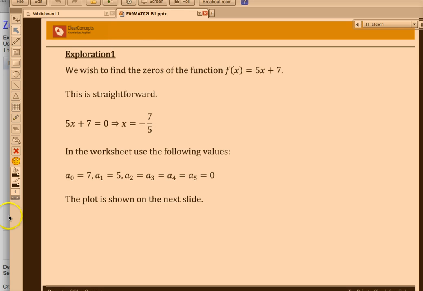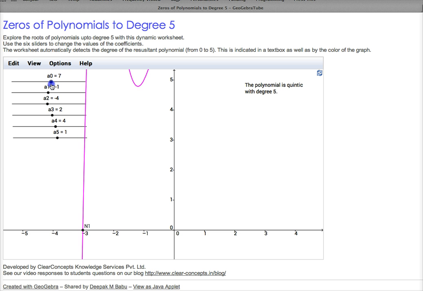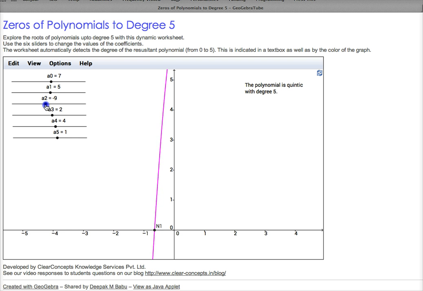Alright, let's look at how we use this tool or this experiment to try and figure this out. Let's set up the polynomial first. The original polynomial was 5x plus 7, which means a0 has a value of 7. Then a1 must have a value of 5. And all the other a's must be 0.